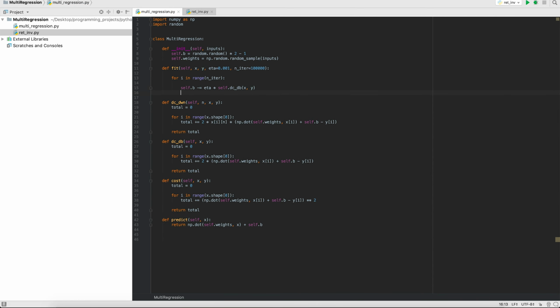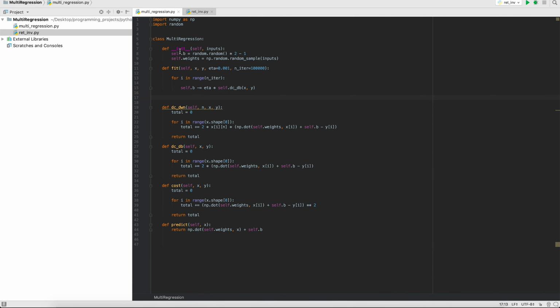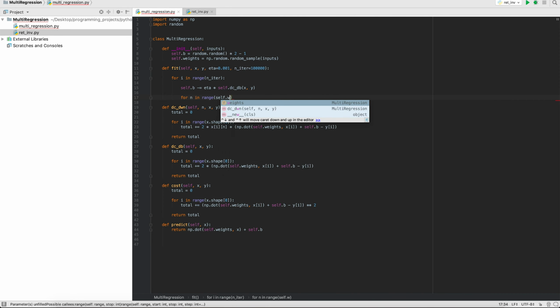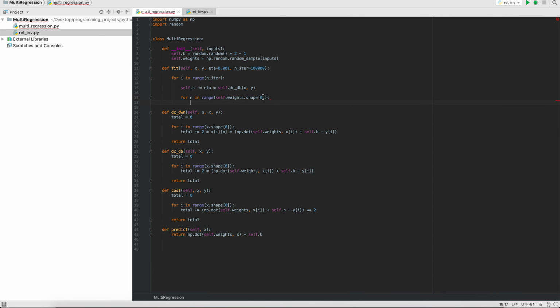That's the data set. Now we have to iterate because we don't know how many weights we have. We have to iterate. So we have to iterate over the shape, right? So we have for n in range of self.weights.shape[0], right? So this will pretty much return again the length of the matrix, or the number of rows in the matrix. Remember, this is just a one-dimensional array, so everything can be counted as a number of rows.